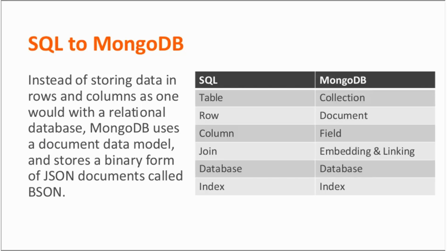Some of the key words which we use in the SQL world and how they are mapped to the MongoDB. A table is called a collection in MongoDB. A row is mapped to a document. So a collection is a set of documents, and a column is mapped as a field. A join is analogous to embedding a document or linking a document. A database and index are same across SQL and MongoDB.